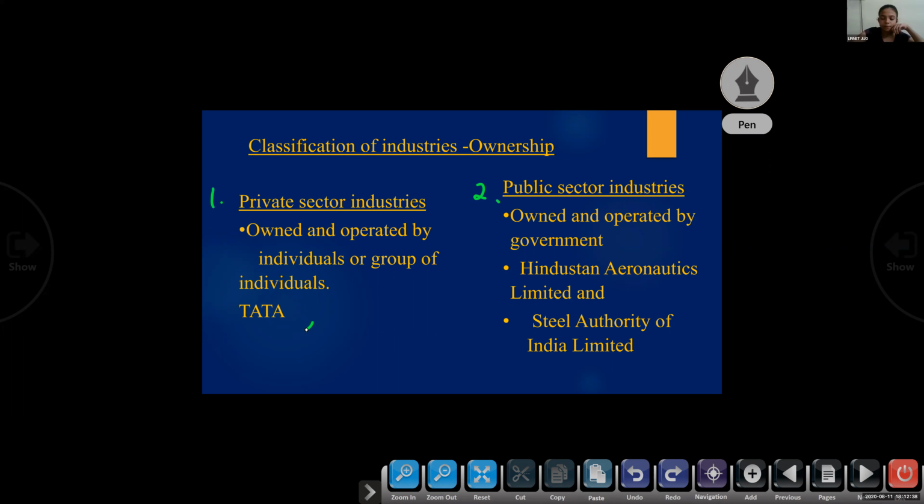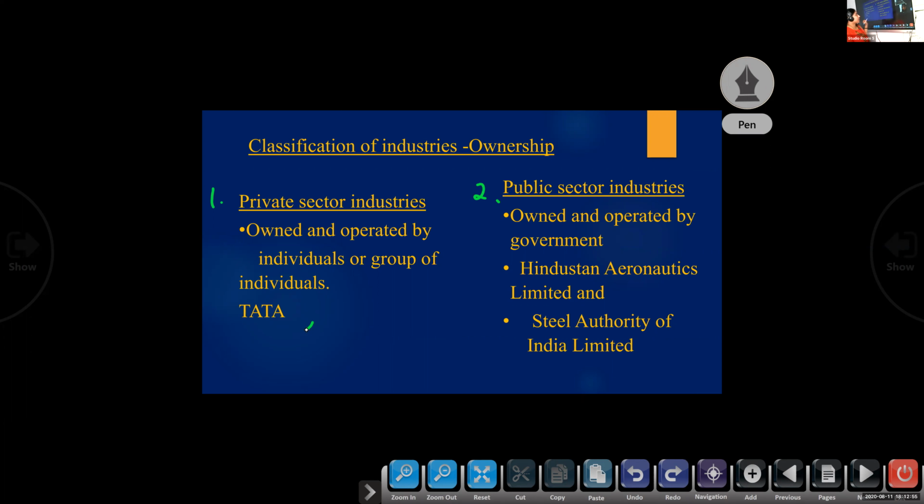Yes, ma'am. Okay. First classification based on ownership is private sector: industries owned and operated by individuals or group of individuals. We can say example Tata, Reliance, Infosys. All these are examples of private sector industries.